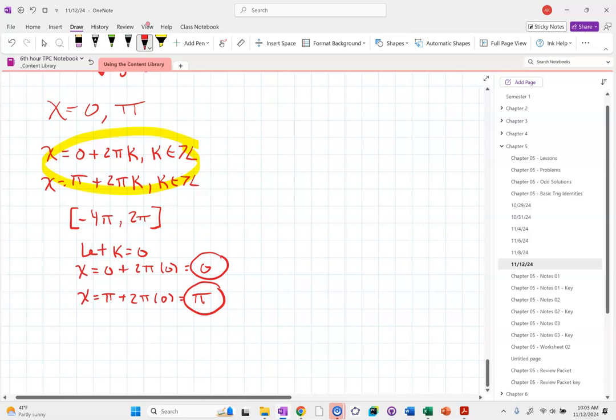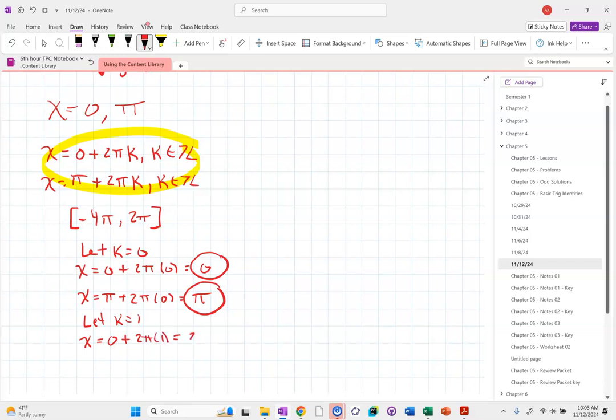Now, those answers are both smaller than 2 pi and bigger than negative 4 pi. So let's try it again. Maybe this time we'll see if k equals 1. So 0 plus 2 pi times 1, that's 2 pi. And then I have pi plus 2 pi times 1, that's 3 pi. Is 2 pi in between negative 4 pi and 2 pi? It is. Notice that that 2 pi has the bracket, so it counts. But 3 pi is too big, right? Everybody so far so good?